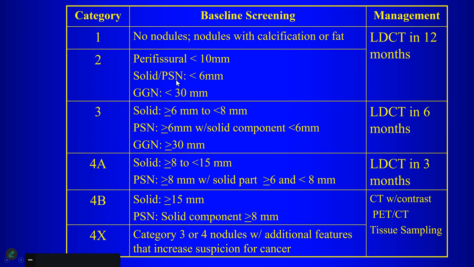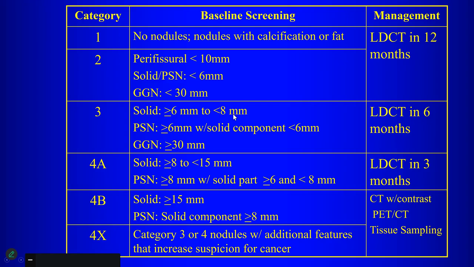So if you have a solid nodule or part solid nodule less than 6 millimeters, that does not change management on your baseline study. If you have a ground glass nodule, there you go up to 30 millimeters. Less than 30 millimeters, as long as it's pure ground glass, will not change the management. As the nodules get larger, that's when management changes.